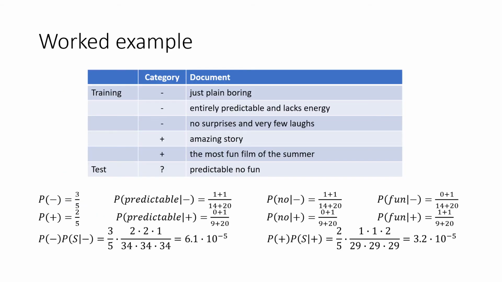Let's go through a worked example. Here we have a training data set with 5 documents, 3 of which are negative and 2 are positive. Our goal is to predict the category label for the test sentence. And to do so, by using the Naive Bayes classifier, we first must calculate the prior probabilities of positive and negative categories. So to calculate the probability of negative class, we divide the number of negative documents by the total number of documents, and to calculate the probability of positive class, we divide the number of positive documents by the total number of documents.